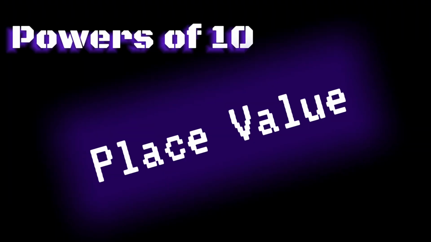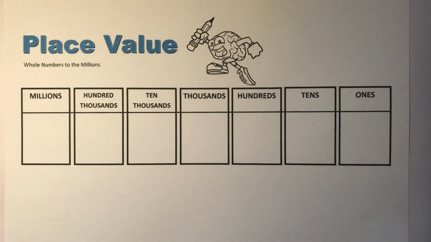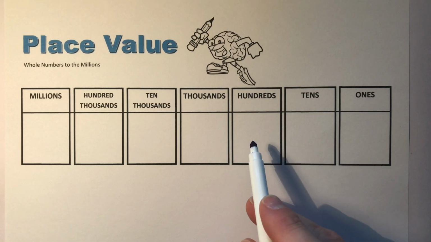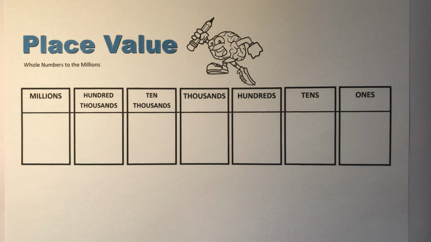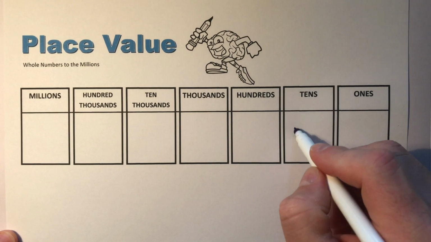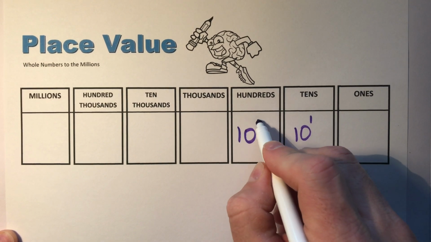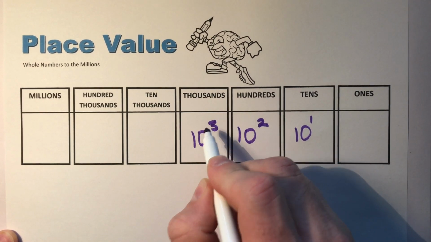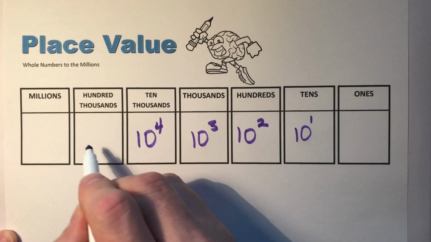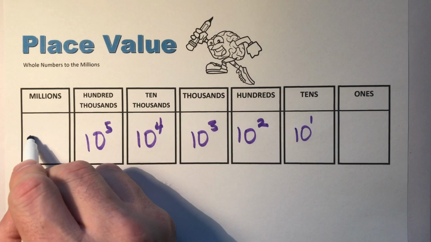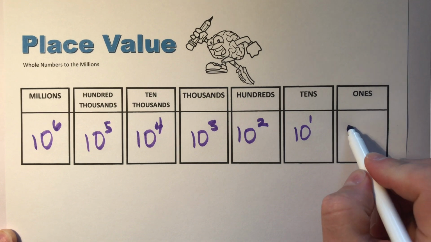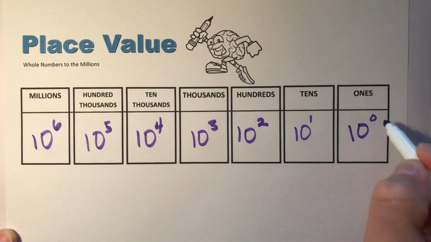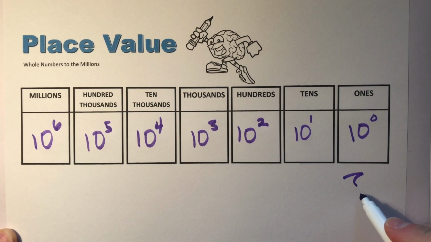Check it out. Our place value system works on something called base 10. We have the ones, tens, hundreds, thousands, 10,000s, and so on. Does this look familiar? These are all powers of 10. Look, 10 to the 1st, 10 to the 2nd power, 10 to the 3rd power, 10 to the 4th power, 10 to the 5th power. Even the ones place can be written as a power of 10, like this, 10 to the power of 0.